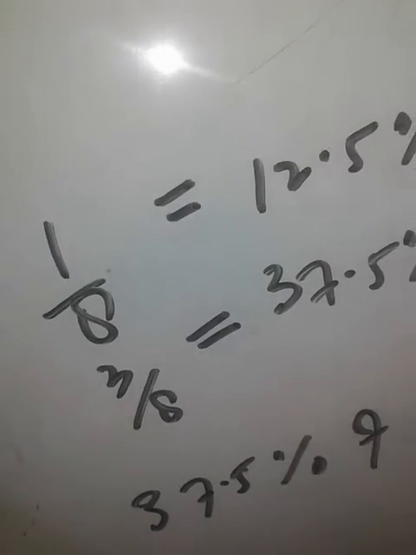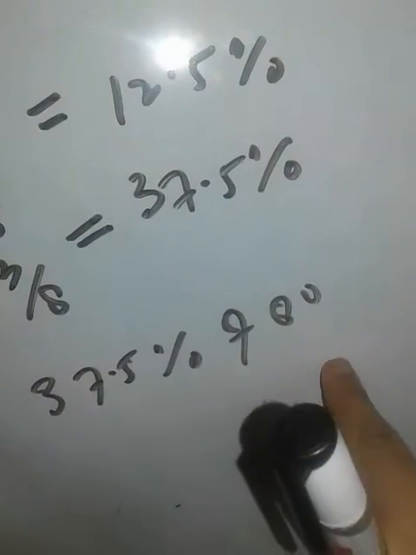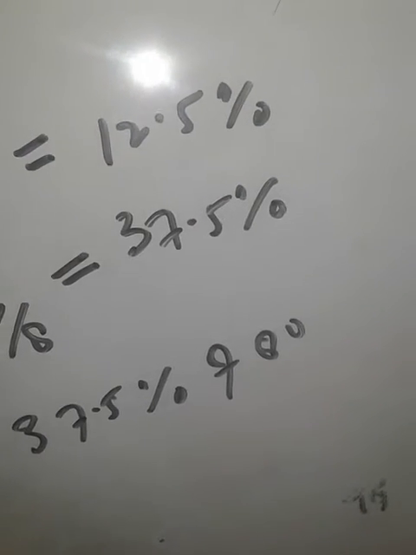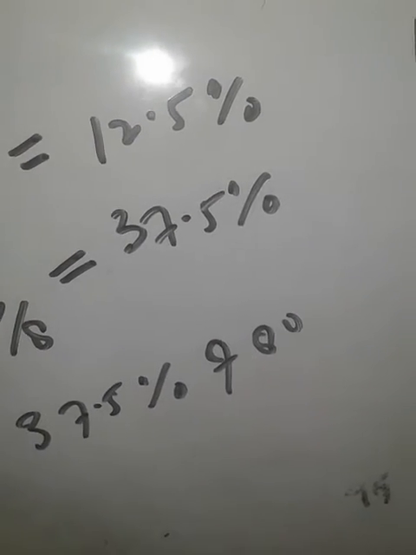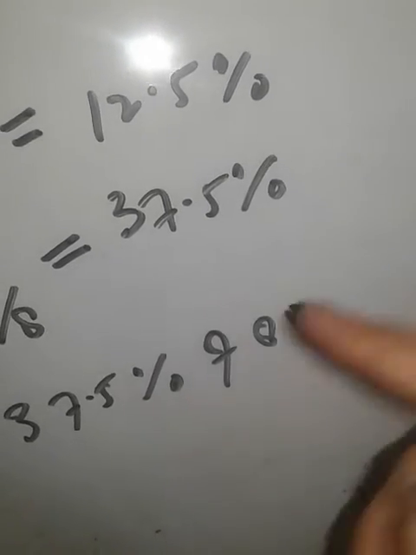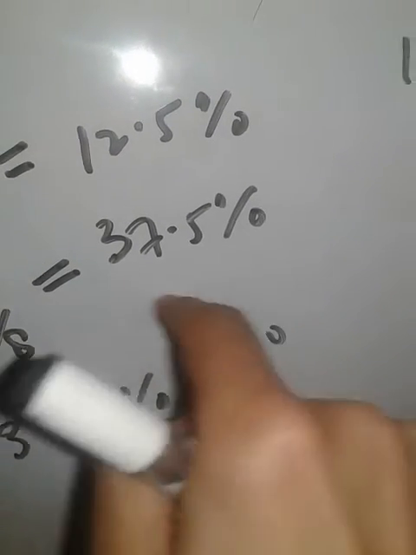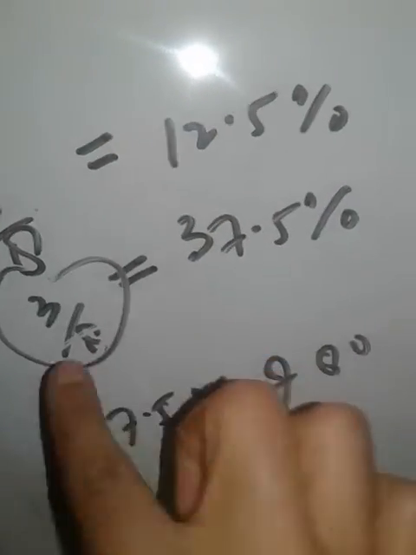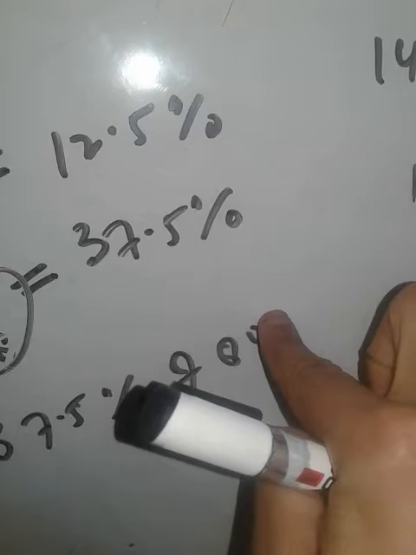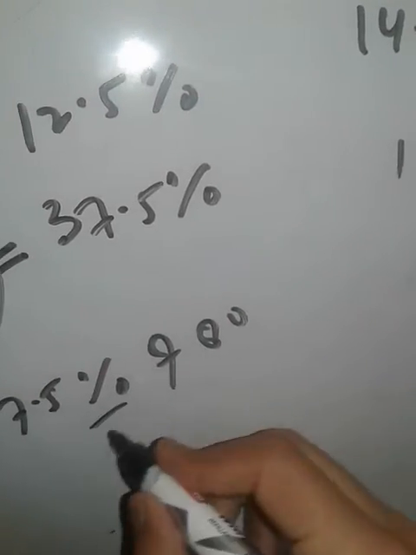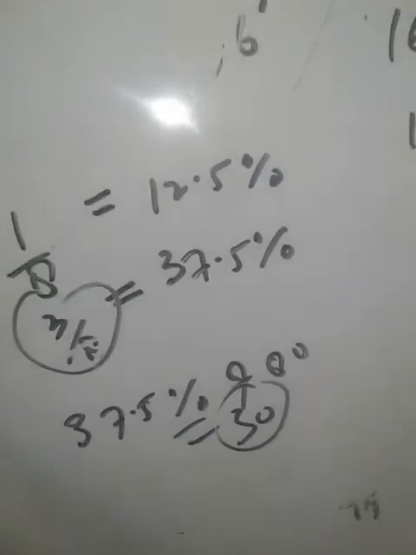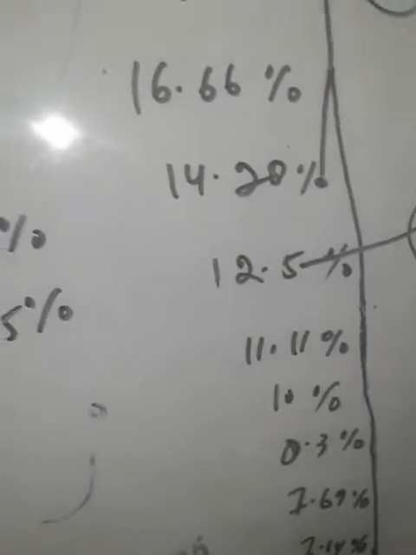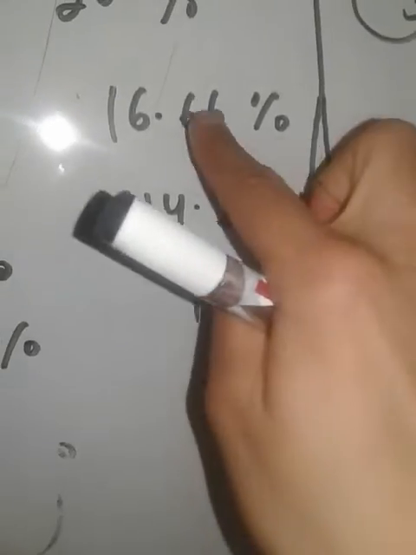37.5% of 80. Have a look. When you don't have the knowledge of this percentage table, 37.5 looks difficult to you. Now you know the value. 37.5 is 3 by 8. 8 will cancel out with 80. 8 tens are 80, 3 tens are 30. So it is 30 without using pen and paper. So remember this, 3 by 8.